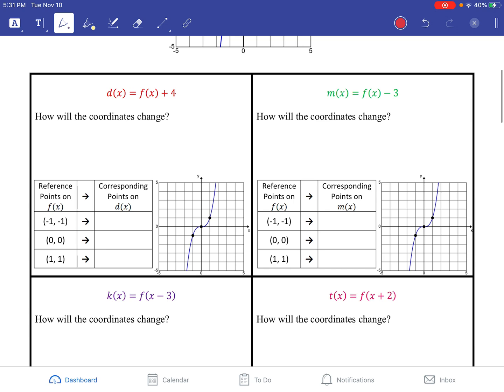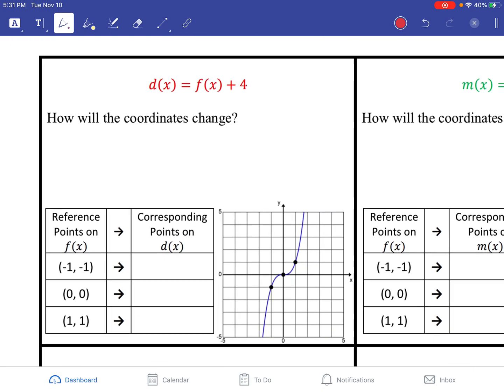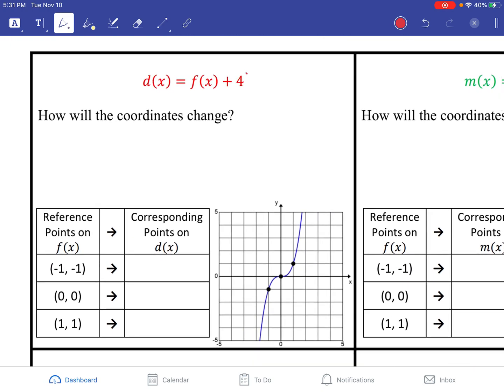That's basically what we're doing. We're basically moving the graph around. So, here we go, the first one. Notice it is on the outside of the function. Outsides are going to be vertical shifts. This particular vertical shift, because it's plus 4, is going to go up by 4. So the whole graph is going to be picked up and moved up by 4.